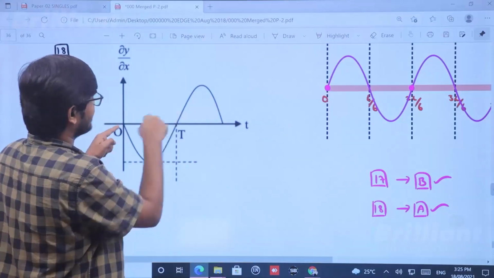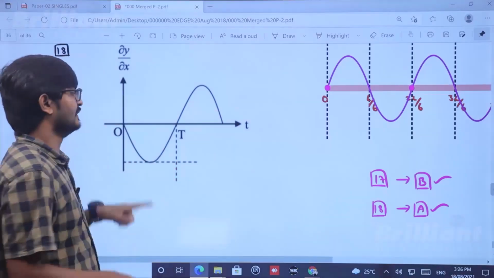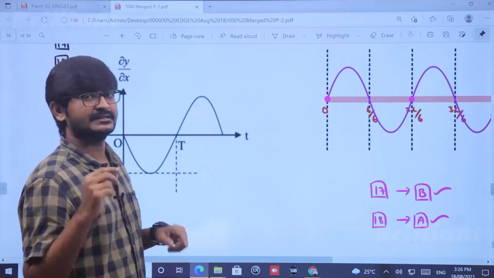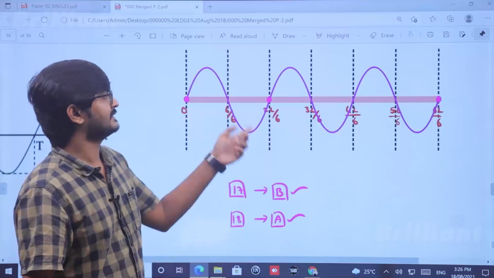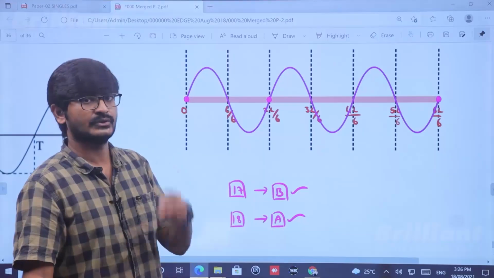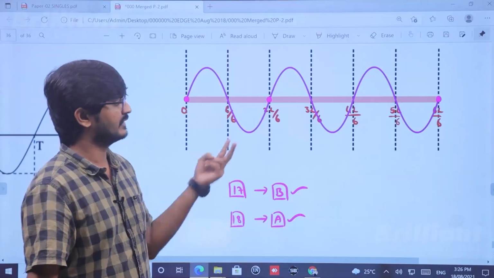Right, so the slope is going from this position back to that position in time how much? In 2t. So in order to get the same slope back, it is taking how much time? 2t. The meaning is the time period of this thing is 2t. After 2t you will be getting the same slope again. So 2t will be the time period.